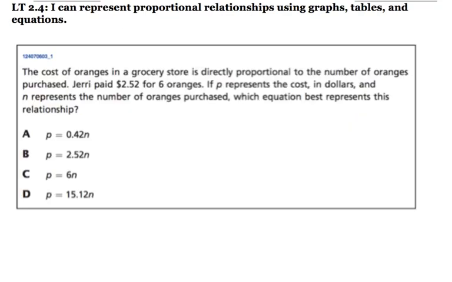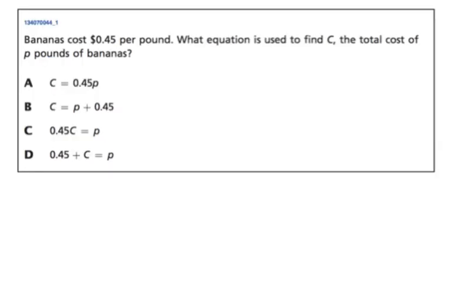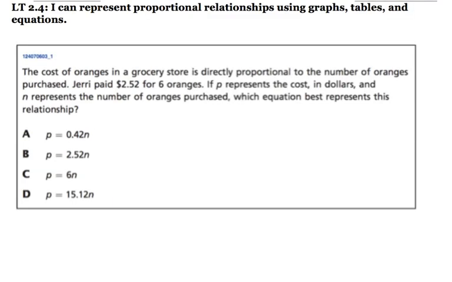Alright, so on to the back. On the midterm, there were a lot of mistakes on this problem as well as this problem, which I was a little surprised with. But now that I know that, I can definitely spend some time on it so you're comfortable with it. So this problem said the cost of oranges in a grocery store is directly proportional to the number of oranges purchased. Jerry paid $2.52 for 6 oranges.